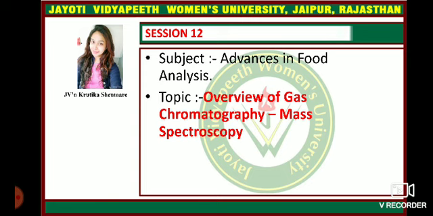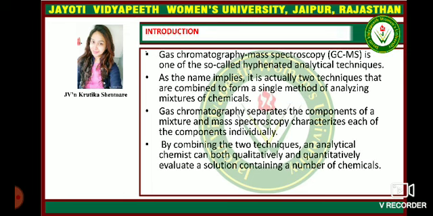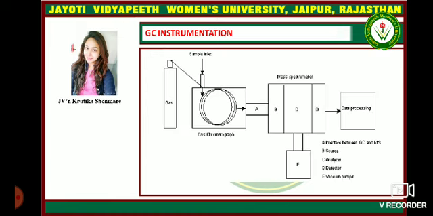Hello everyone. So this is Advances in Food Analysis, and in this session we will see an overview of gas chromatography-mass spectroscopy. Gas chromatography-mass spectroscopy is one of the so-called hyphenated analytical techniques. As the name implies, it is actually two techniques combined in the form of a single method for analyzing mixtures of chemicals. Gas chromatography separates the components of a mixture and mass spectroscopy characterizes each of the components individually. By combining the two techniques, the analytical chemist can both qualitatively and quantitatively evaluate a solution containing a number of chemicals. So, this is the basic instrumentation of a gas chromatography.